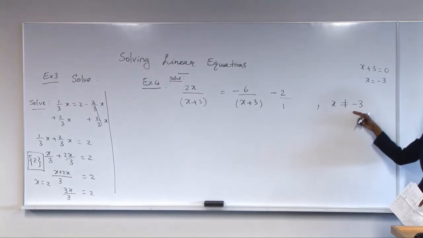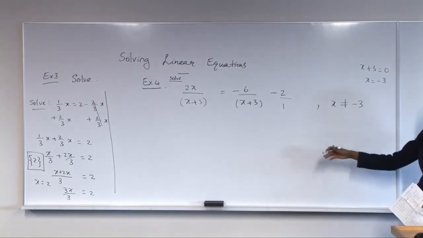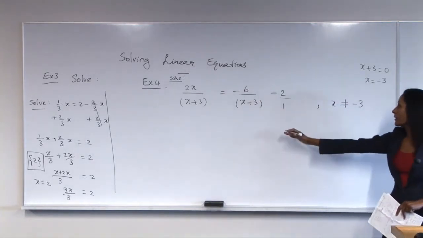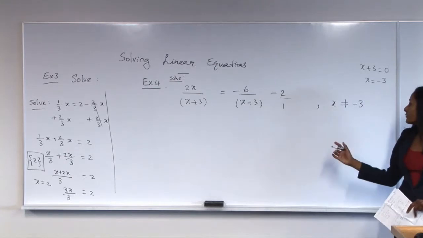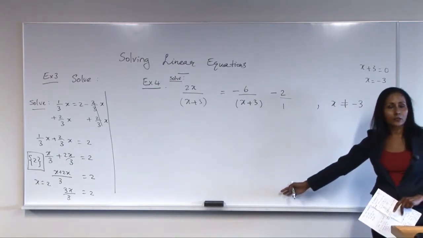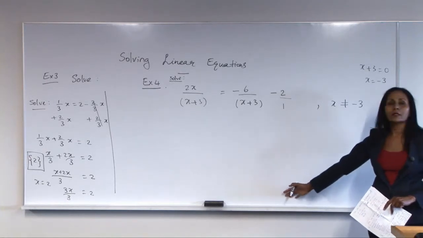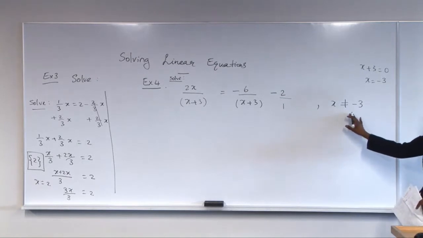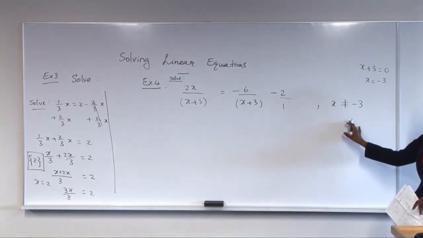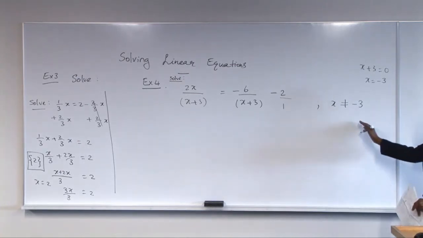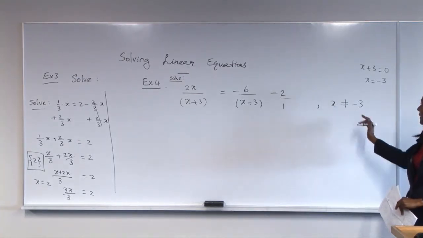You have to write this first as the first step, because sometimes after you solve, you get x is equal to some value. If you get x is equal to negative 3 after you solve, then you have to say no solution. If you get other values, then those are the solutions for this problem. So here we have to say x can't be negative 3. Otherwise, if x is negative 3, this will be undefined.